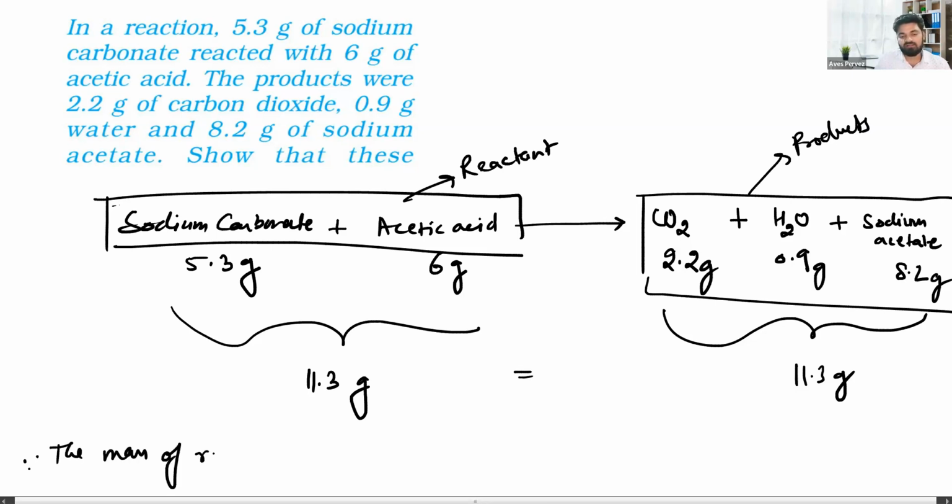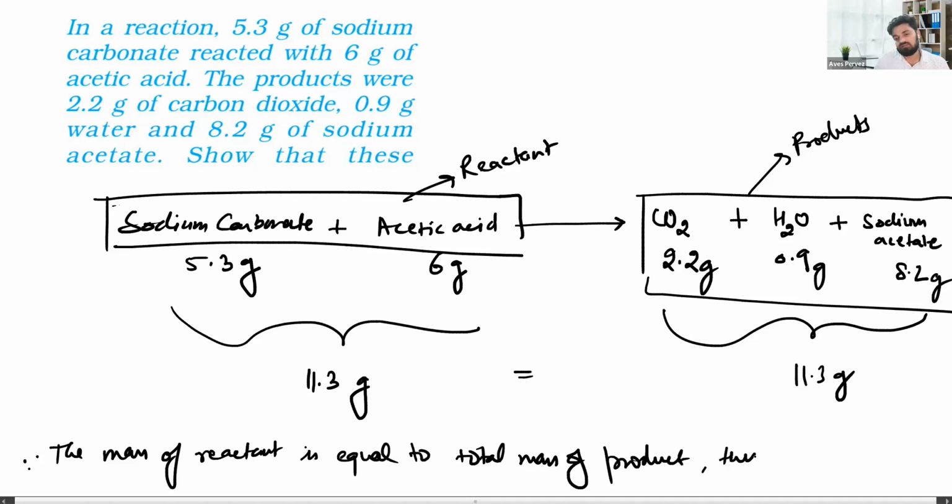So we will simply write here that since the mass of reactants is equal to the total mass of products, thus it obeys the law of conservation of mass. Okay, note it down.